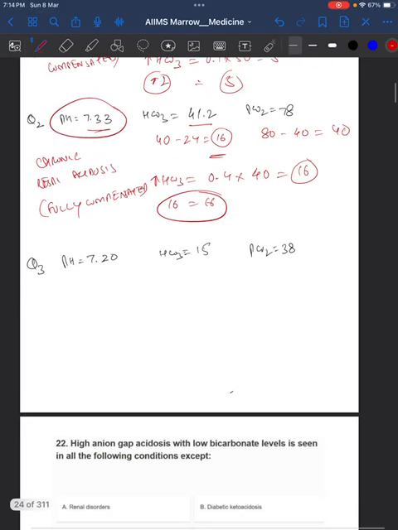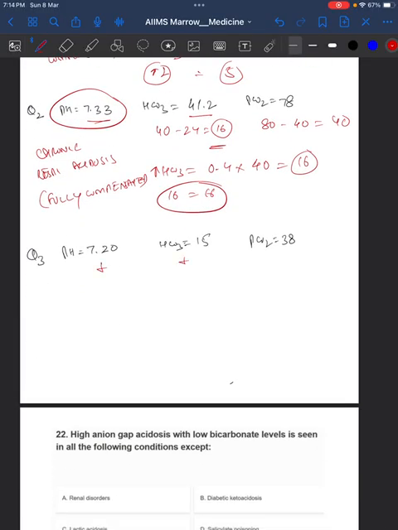Now coming to the last question, pH is low, bicarb is low, PCO2 is low. So this is your metabolic acidosis. Here there is no term like acute or chronic. We just have to see whether it is compensated or not. So here we are checking the expected PCO2. It is 1.5 times the bicarb plus 8, plus or minus 2.